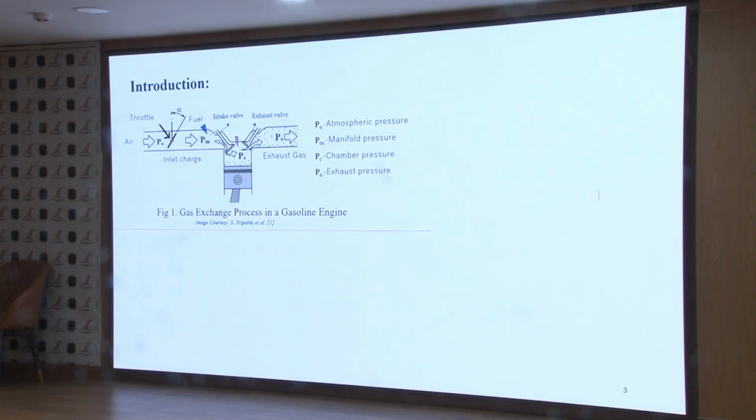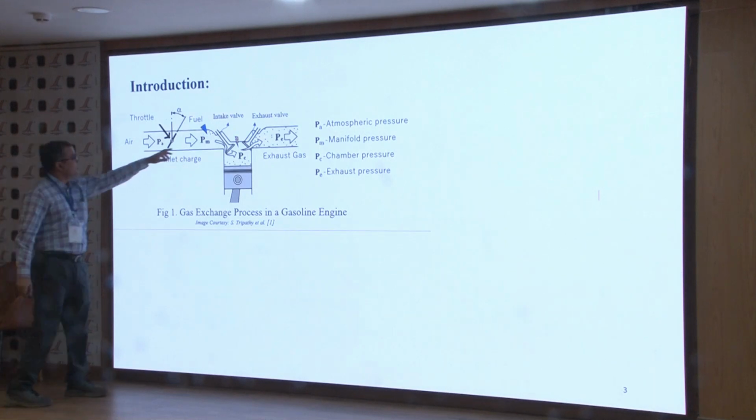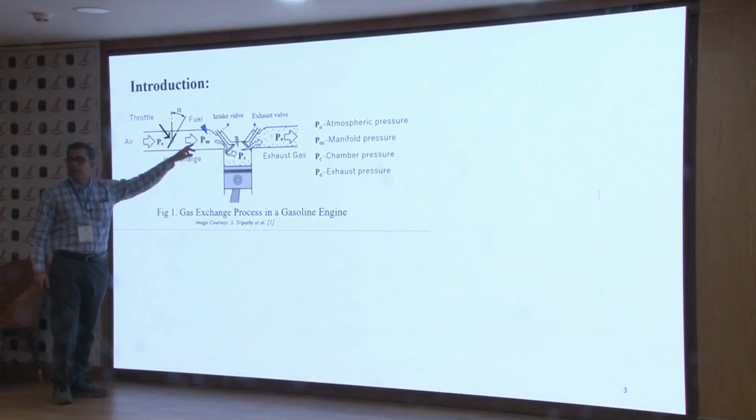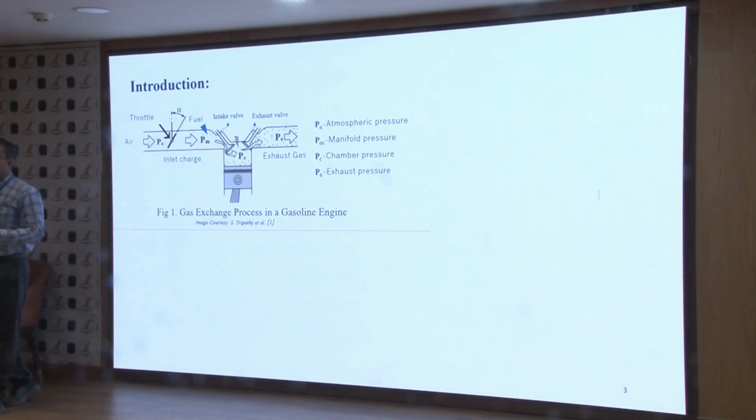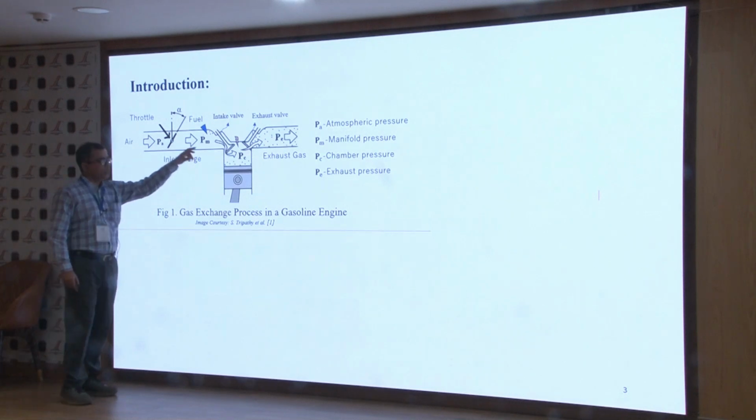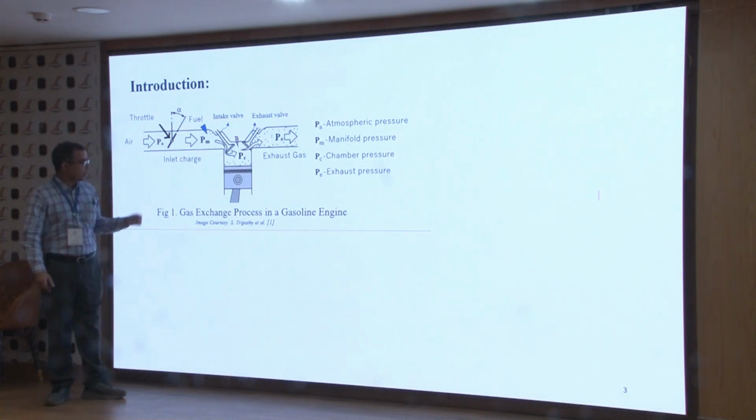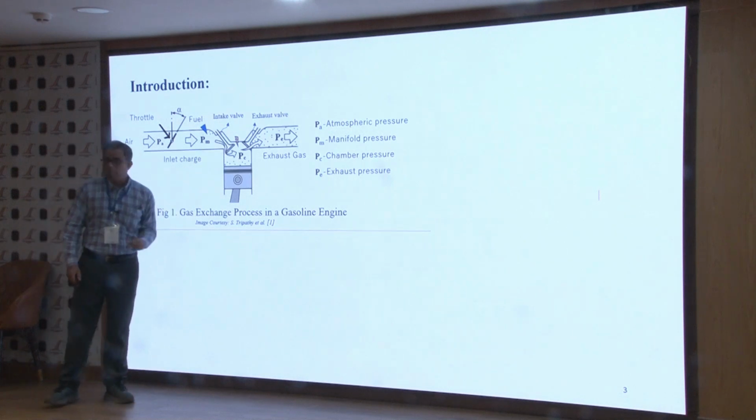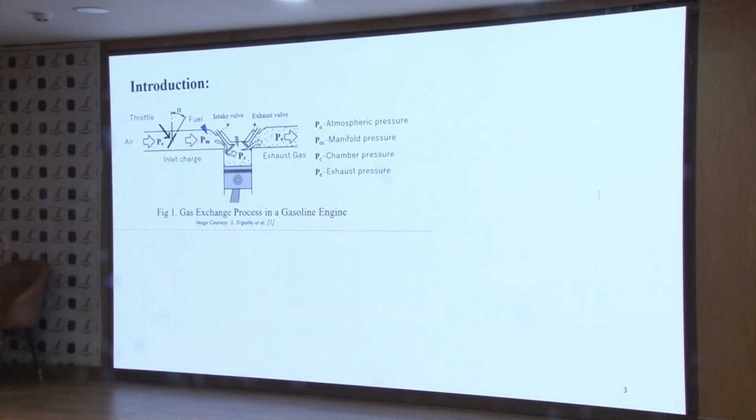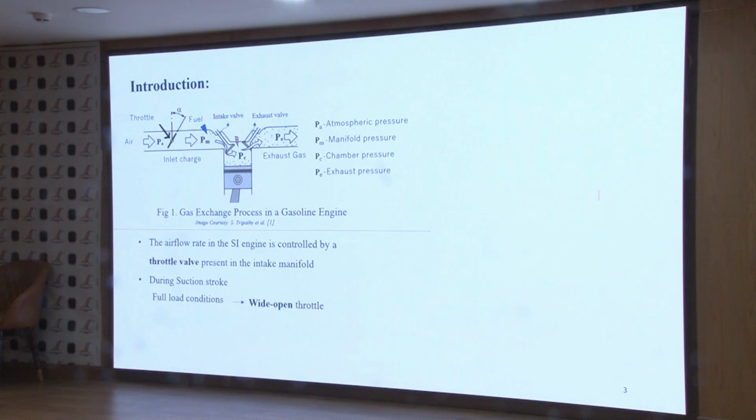Because of the throttling, we have a lower pressure downstream of the throttle, and because of that the manifold pressure is very low. It can vary depending upon the throttle position, from 0.3 bar to 0.8 bar. Because of the low load conditions, the piston has to do extra work in order to draw the air or air-fuel mixture in the intake stroke. So because of this throttling, we have a problem.